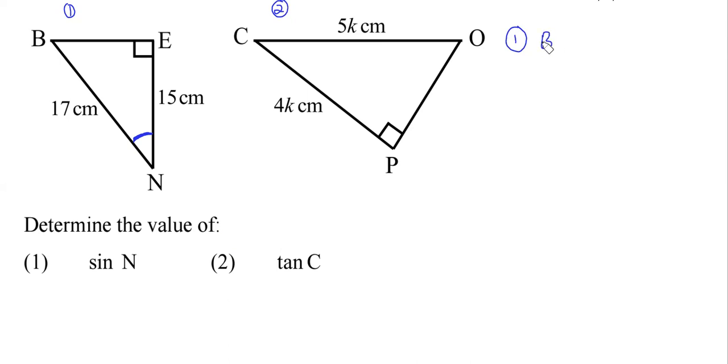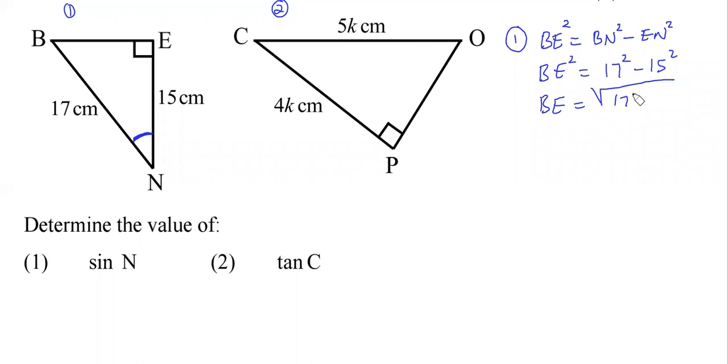So what do we know? BE is a smaller side, and this one is a longer side. So we'll say BE squared is equal to BN squared minus EN squared. And here, what do we know? Let's put in the values now. BE is going to be equal to the root of 17 squared minus 15 squared.